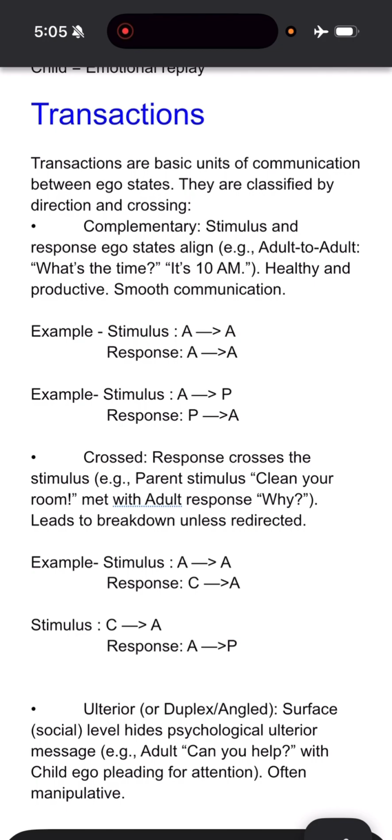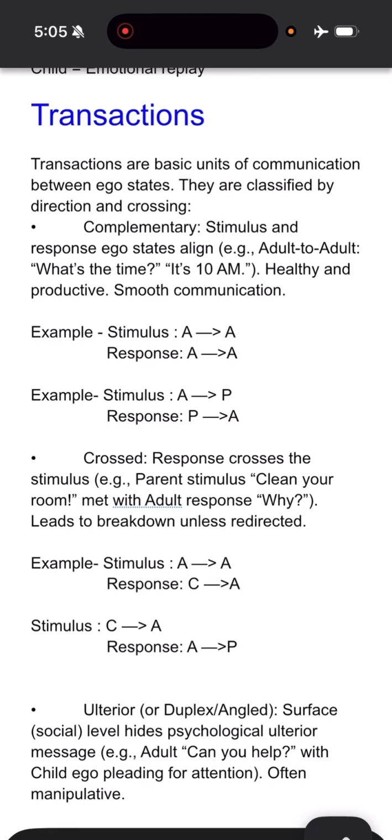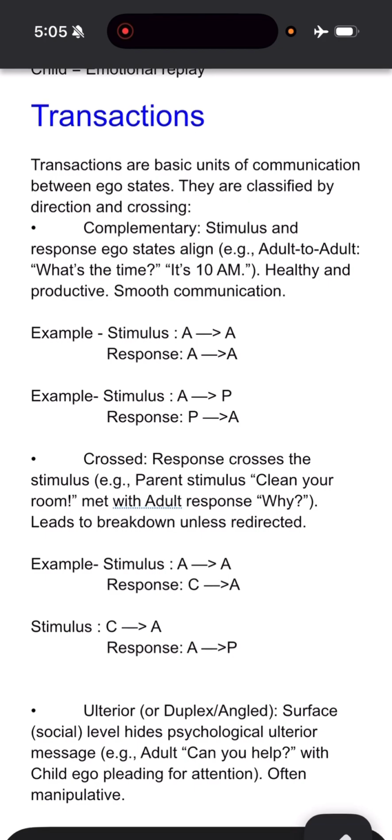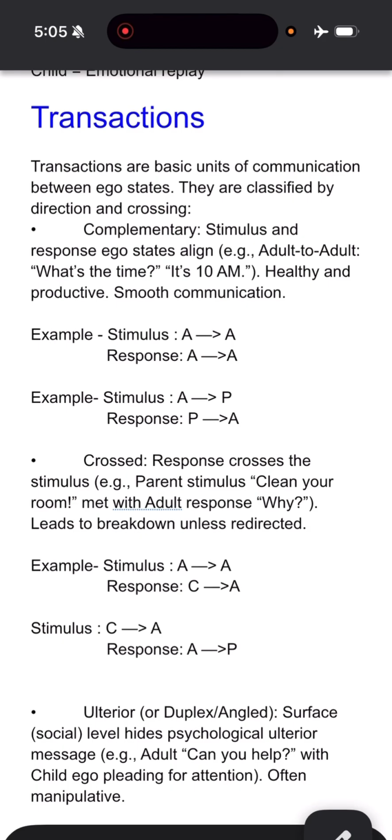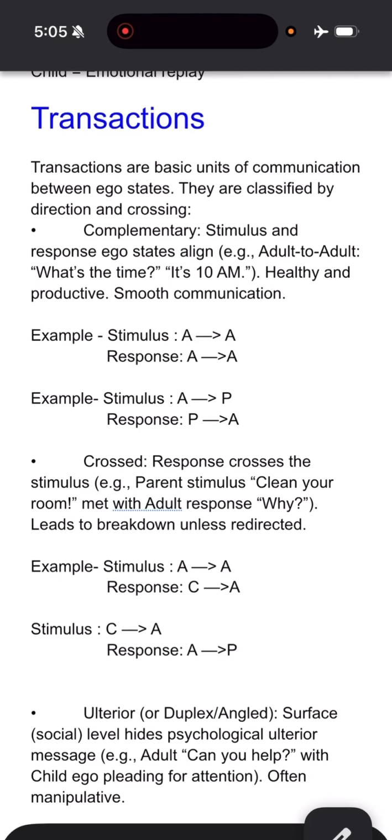reply, or your response should also be adult to adult, means you should also consider yourself as an adult and reply to me considering me as an adult, right? If I am an adult and I'm talking to you as a child, then you should behave as a child and talk to me as an adult. So when it is reciprocal, when the stimulus and the response ego states align, then it is considered a complementary transaction, right?